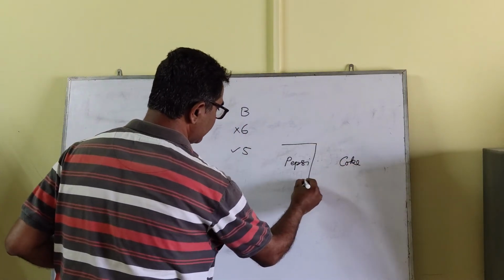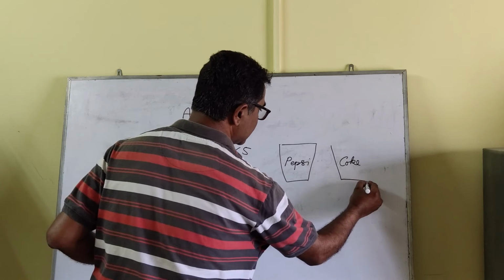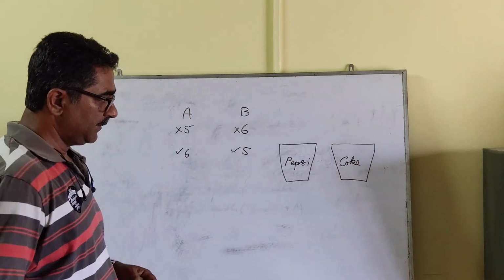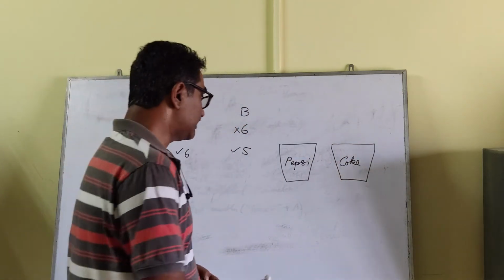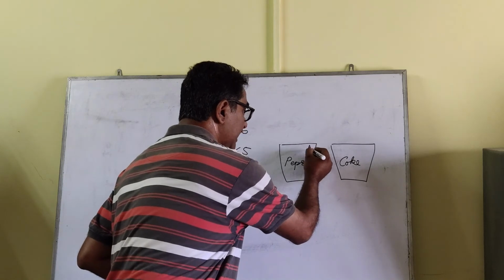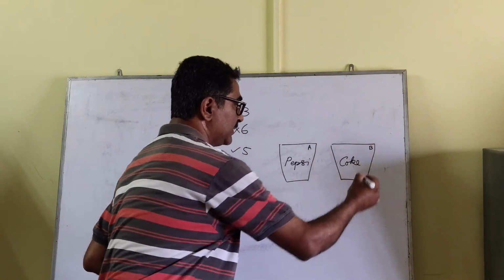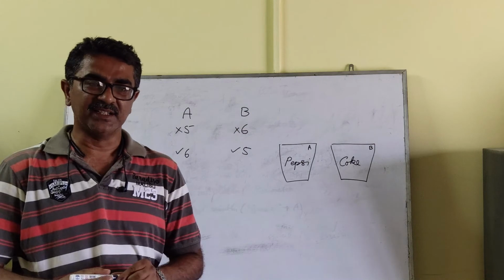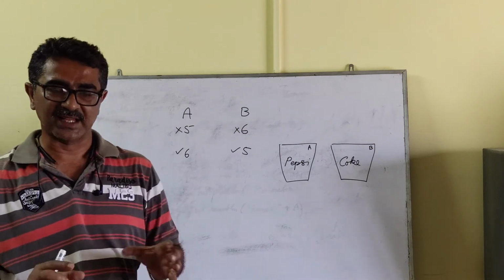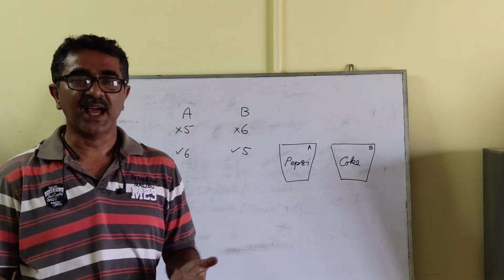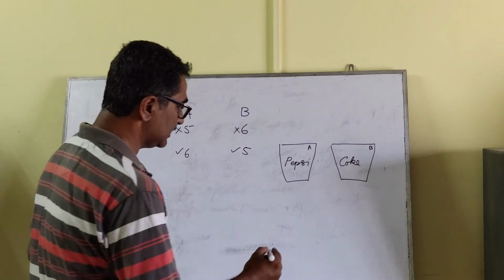Suppose I have a glass full of Pepsi and a glass full of Coke. One glass is labeled A, another labeled B. How do I interchange the content of these two glasses? What I require is a third glass.